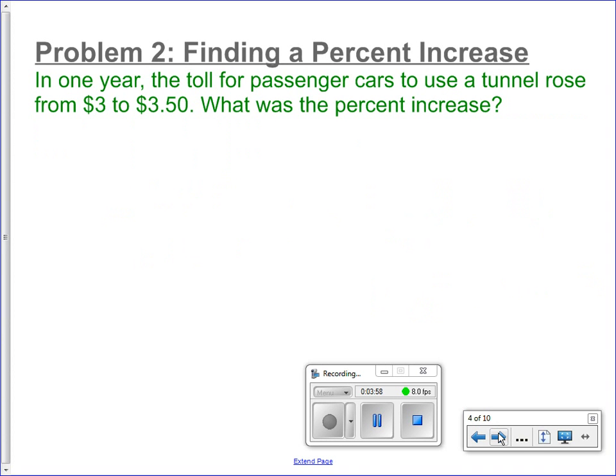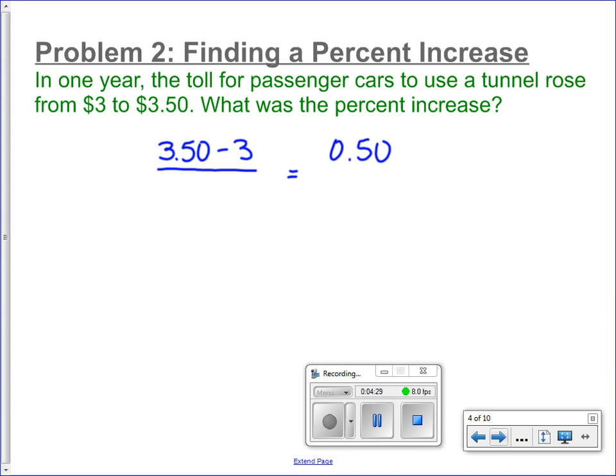All right, problem 2, finding a percent increase. In 1 year, the toll for passenger cars to use a tunnel rose from $3 to $3.50. What was the percent of increase? All right, well, the first thing that we have to do is find the difference, and you can probably do that without doing this. It went up 50 cents. So that is the amount of our change, is 50 cents.